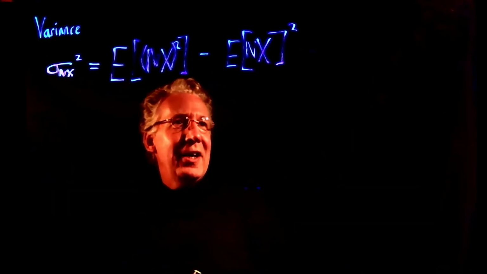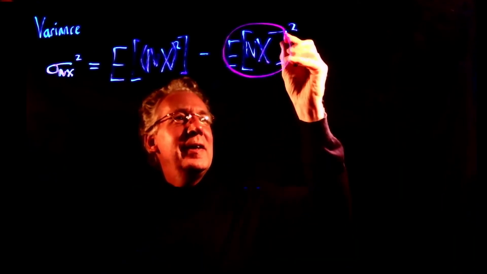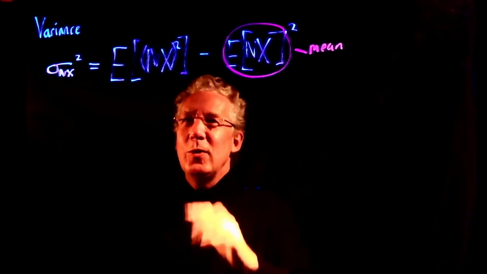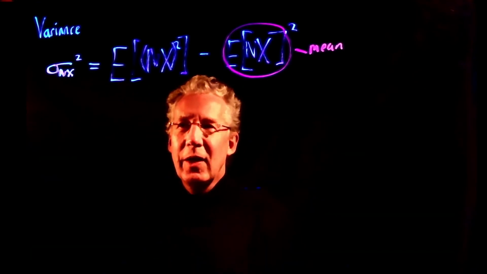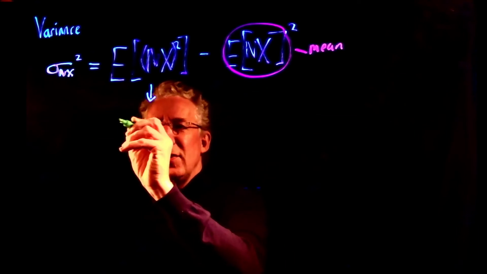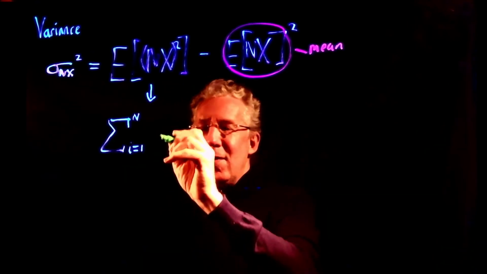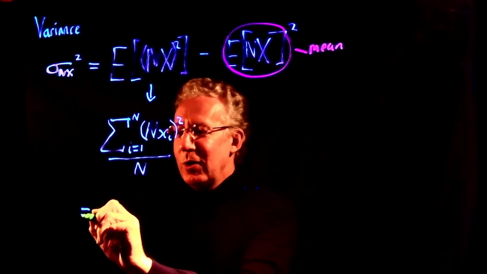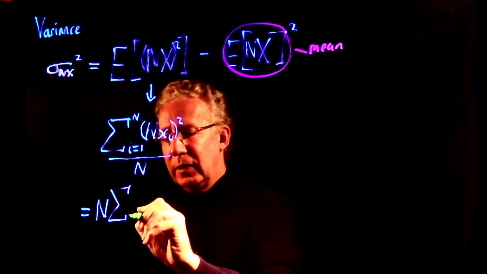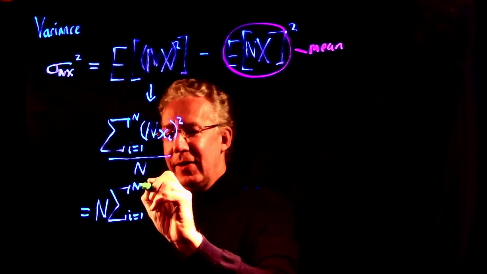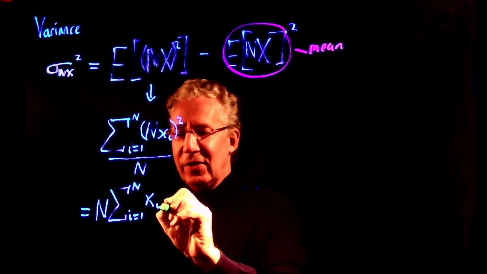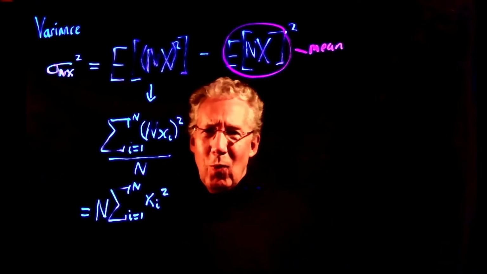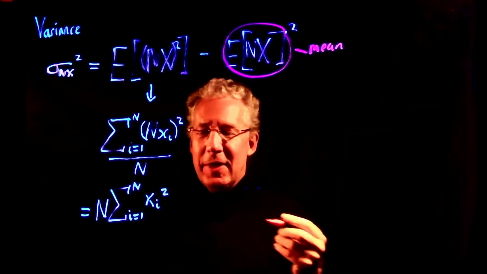Now, we've already just calculated this. This is the mean. So what we need to do is to calculate this. So what's that equal to? That's the sum of nxi squared over n, which is quite convenient to calculate. Sum from i equals 1 to n of xi squared. So that's it. Now, how do we calculate this on a packet by packet basis?